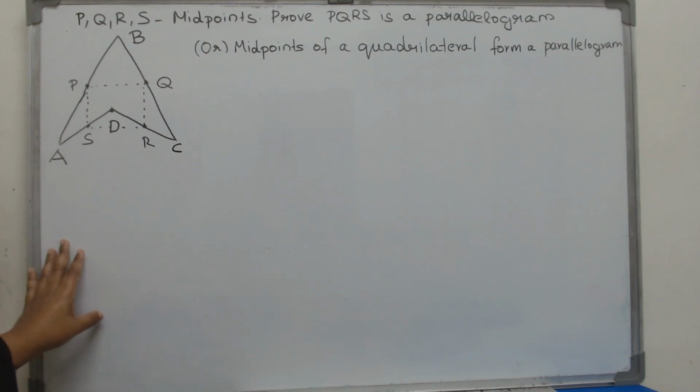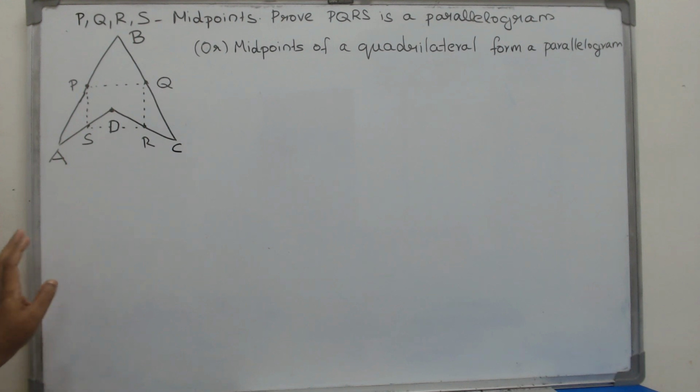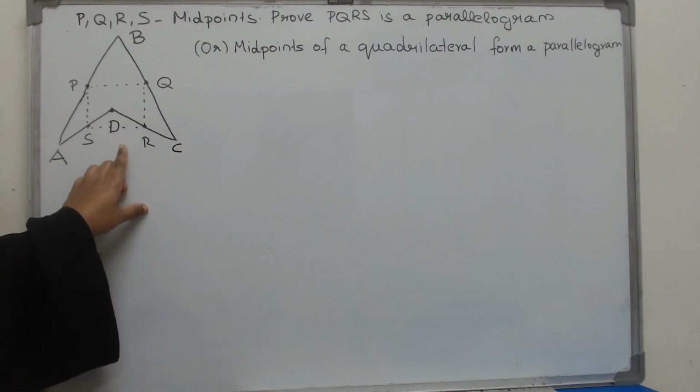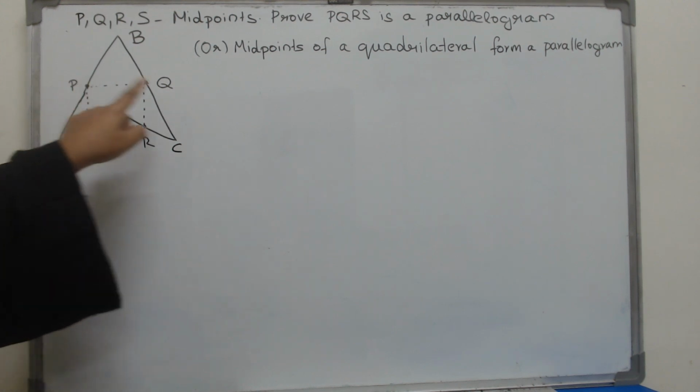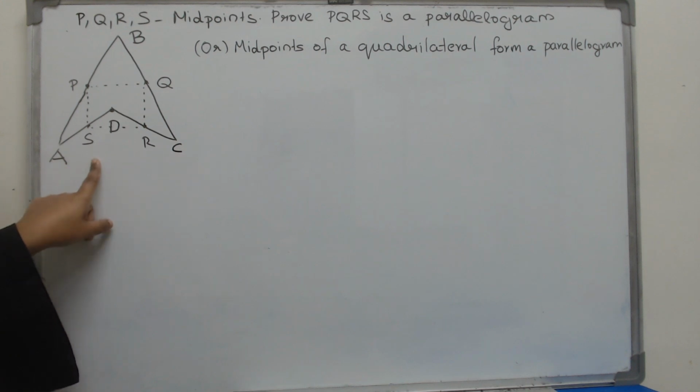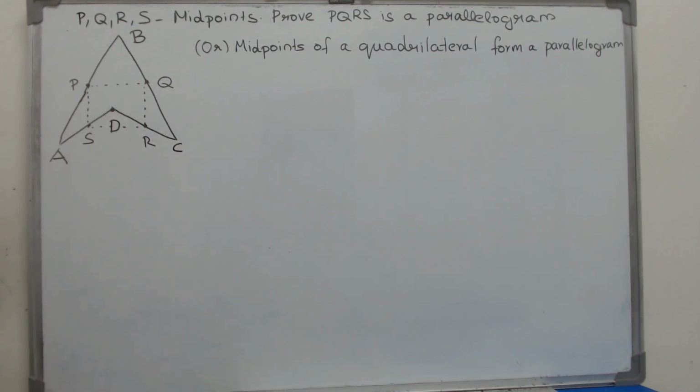Now notice that there are no special angles, there are no special sides given. That means this is a generic question. This will apply for any quadrilateral. Any quadrilateral that you take in this world, you will get that its midpoints will form a parallelogram. So shall we find out how that happens?